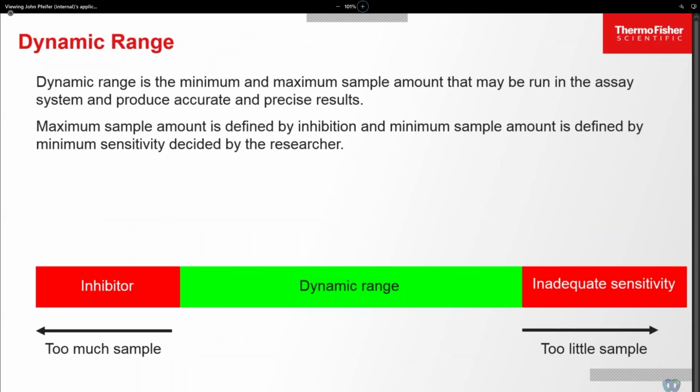I had mentioned the term dynamic range. Might be a good time to say a few words about this. So dynamic range can be defined as the minimum to maximum sample amount that may be run in the assay system and produce accurate and precise results. Generally speaking, in real-time PCR, the maximum limit in your dynamic range will be defined by inhibitors. So in other words, if you add too much sample, you're going to run into an inhibitor that's going to create errors in your data, and you don't want that. The bottom boundary is based on what is the minimum amount of sample that you consider to be adequate. Because if you have too little sample, the sensitivity of your assay goes down. It may reach a point where it's not considered acceptable.